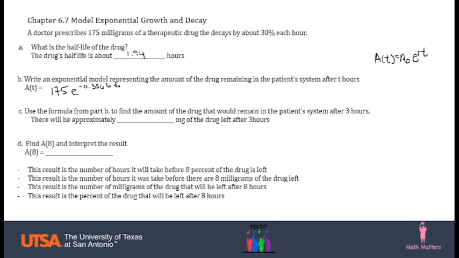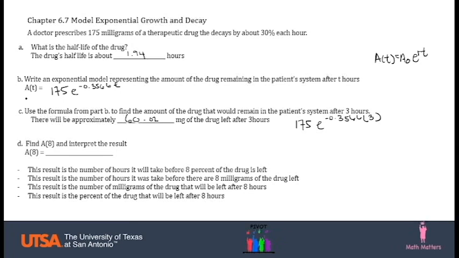Part C wants us to use the formula from Part B to find the amount of drug that will remain in the patient's system after 3 hours. So we are going to plug it into the equation of Part B. So we have 175 times e to the negative 0.3566 and then 3 hours. So if you plug that into your calculator, it's going to equal 60.02 milligrams.